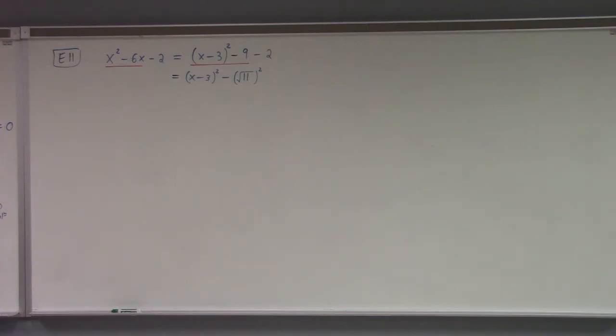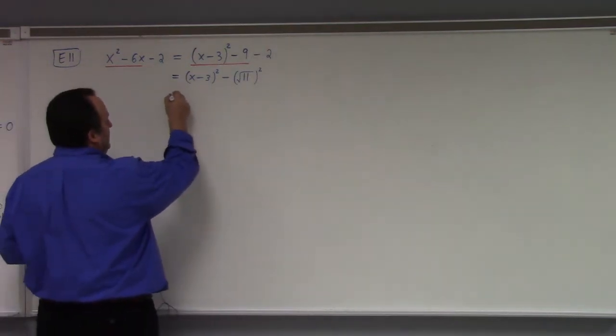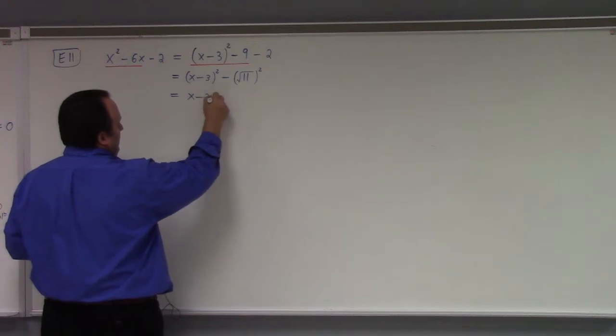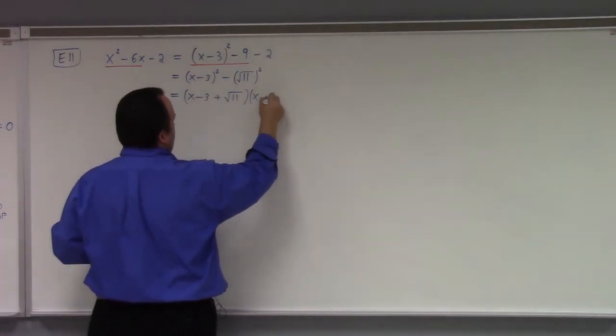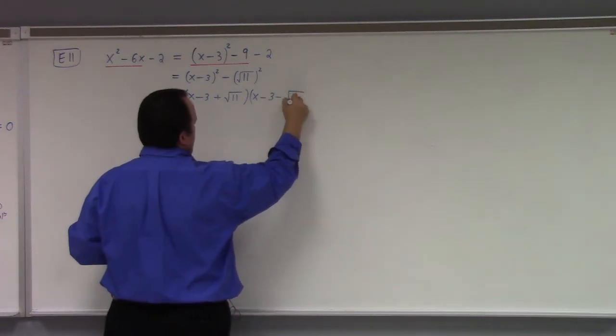Like I told you guys, day one, a squared minus b squared is a minus b times a plus b. We're going to use it over and over and over. Here it is again. So we do x minus 3 plus the square root of 11, times x minus 3 minus the square root of 11.